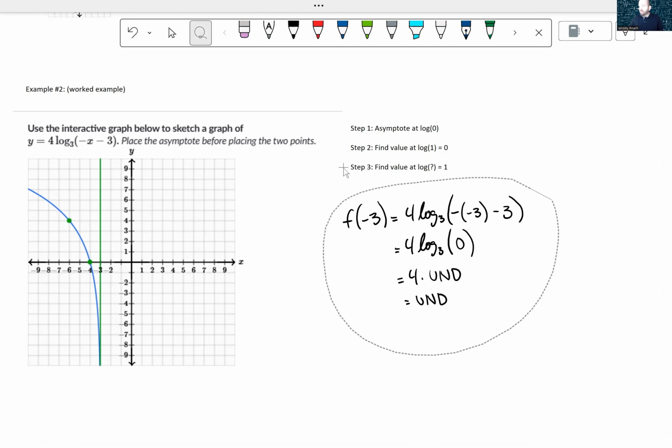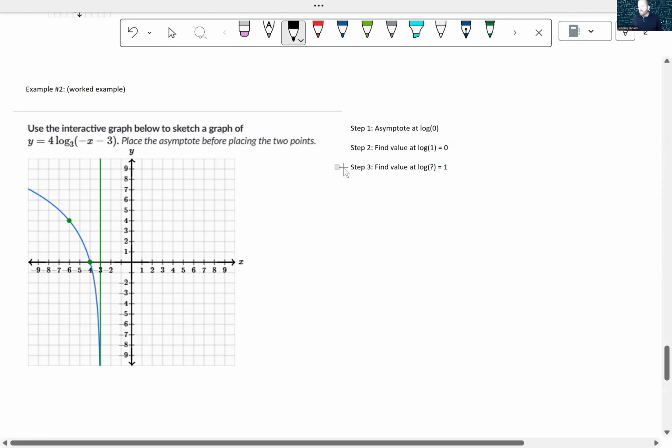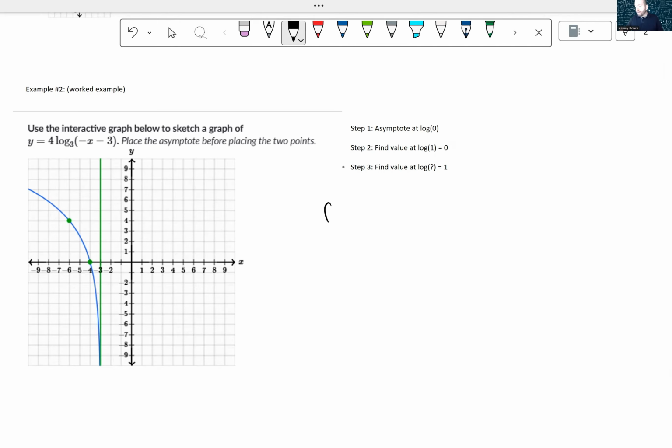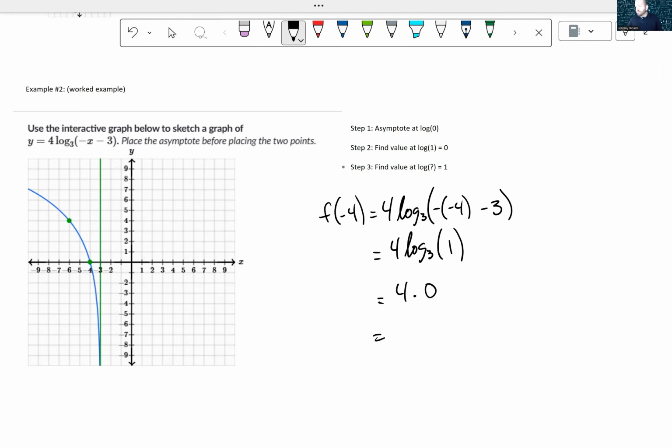We've got a point at negative 4, 0. So if we plug in negative 4 for x, let's see what we get. So we get f of negative 4 equals 4 log base 3 of negative 4 minus 3. So we get 4 log base 3. That's positive 4 minus 3. 4 minus 3 is just 1. Okay, we found out earlier log base 1 is 0. That's one of our rules here. So this is just 4 times 0, which is 0. So that's how we got this point.